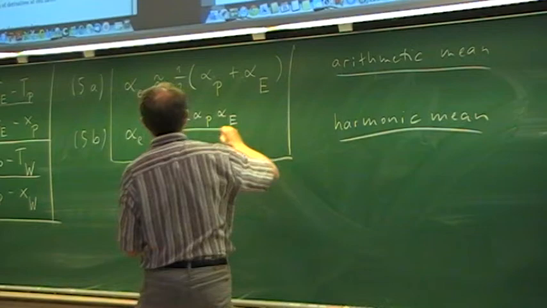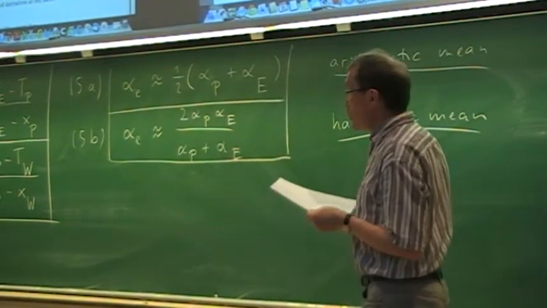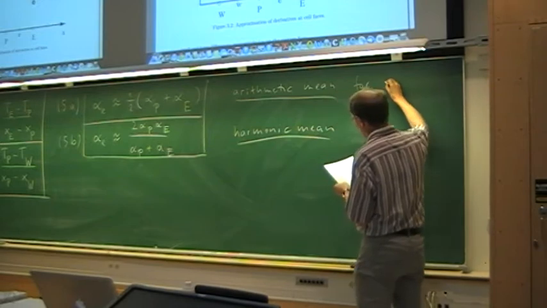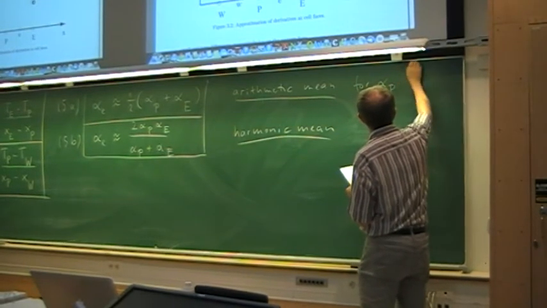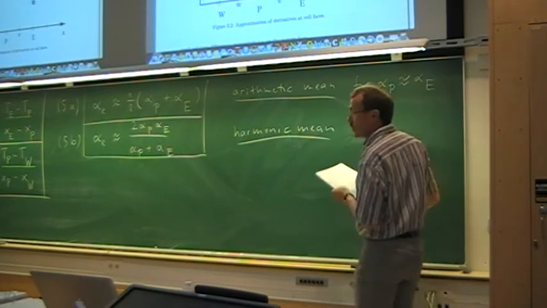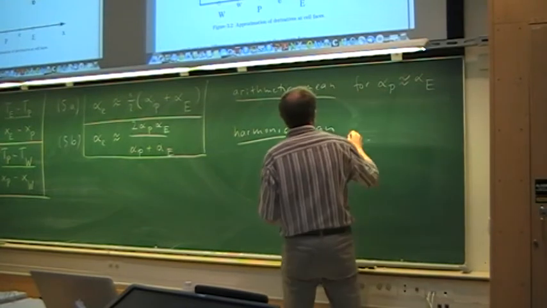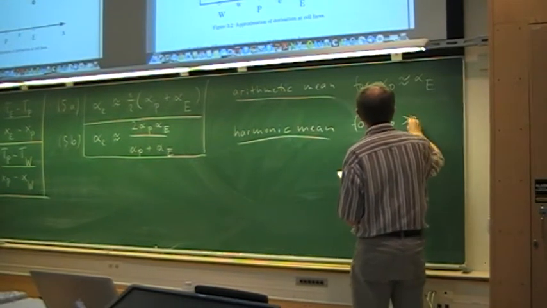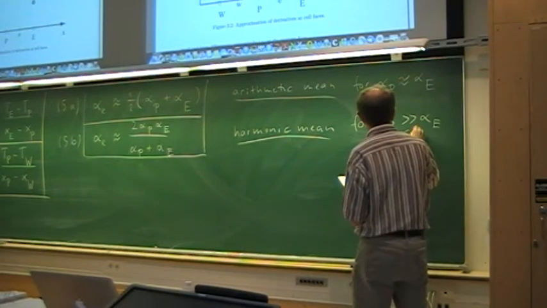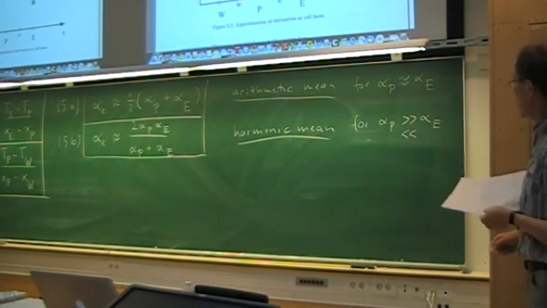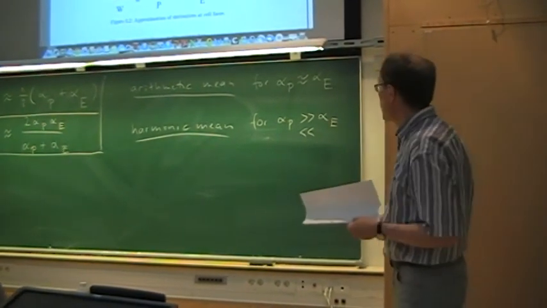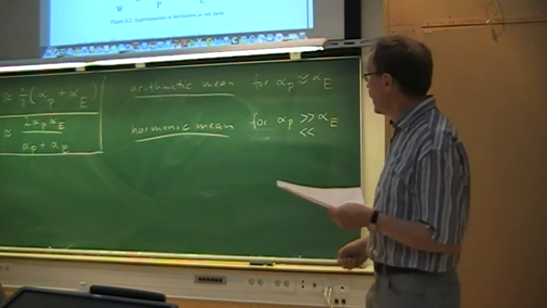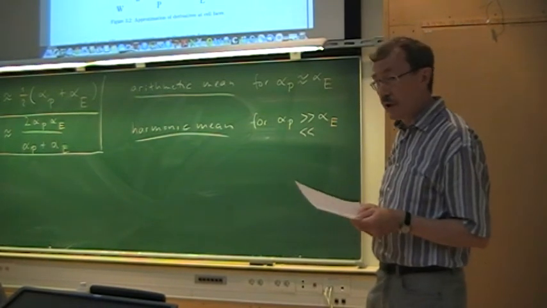So where can we use either of them? The first one we can use when they don't differ that much. That is, say, for alpha P when it's approximately equal to alpha E, so when they don't differ very much. And the harmonic mean is for alpha P much larger than alpha E, or much smaller. You can also use it for the case when they don't differ very much, and then you will find by an analysis that you end up with the harmonic mean. But the point is that the harmonic mean is useful when the values differ largely.